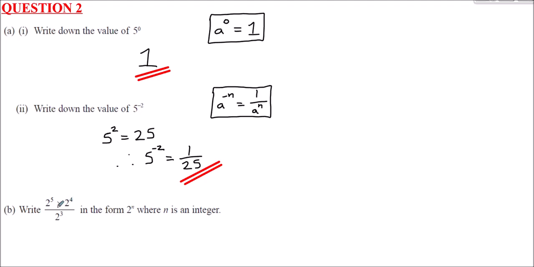Part B, we need to write this in the form 2 to the n, where n is an integer. Well, the first thing to note is the top of the fraction, we're multiplying 2 powers. So we can just add these 2 powers together. 2 to the 5 times 2 to the 4 becomes 2 to the power of 9. Then dividing that by 2 to the 3.